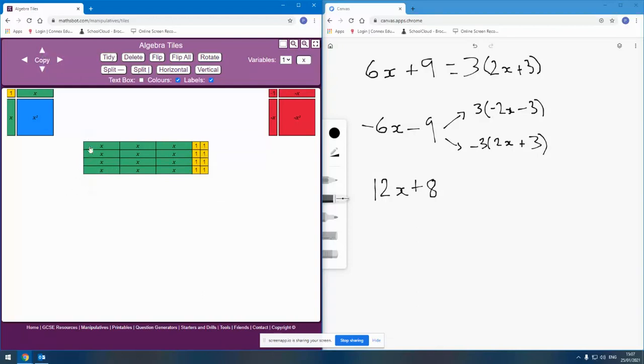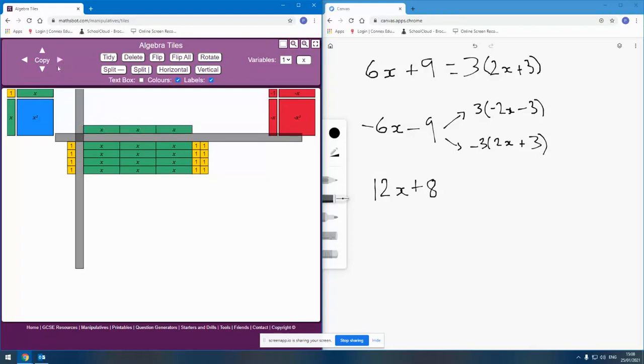And I have built there, obviously, the full factorization of that, which is 3x plus 2. And I can show that with the horizontal and the vertical again. So I can have 4 and then 3x plus 2.